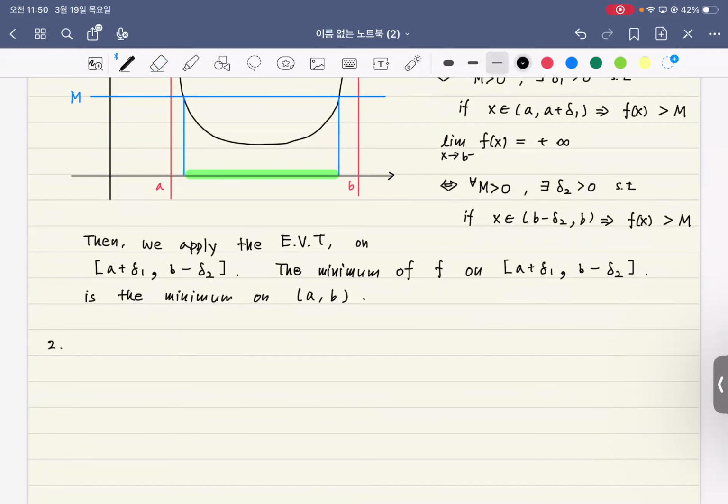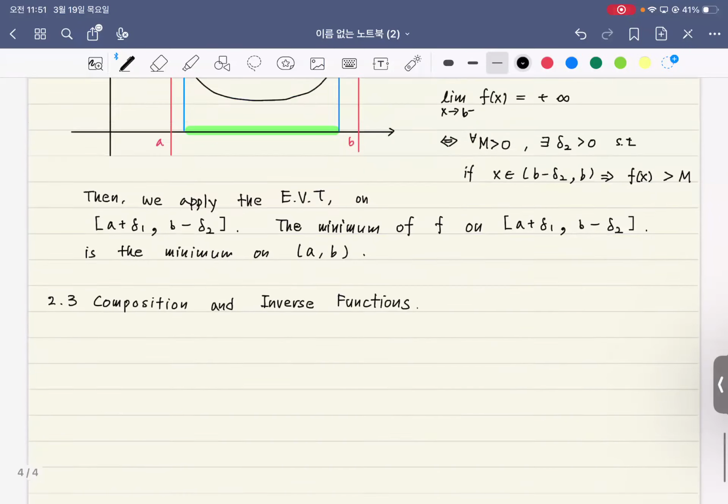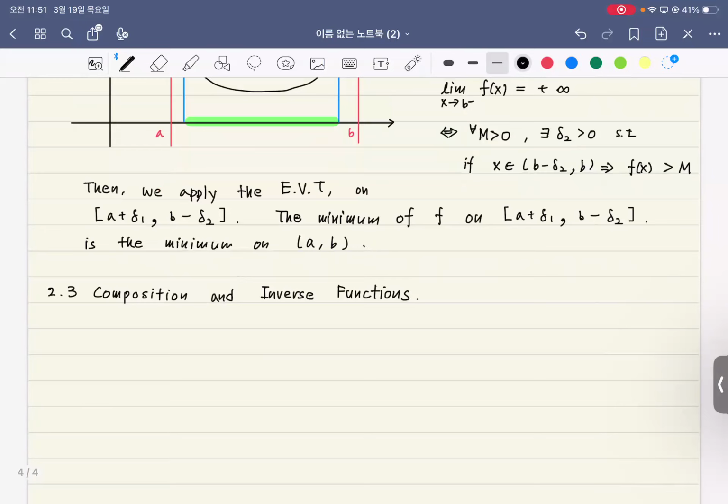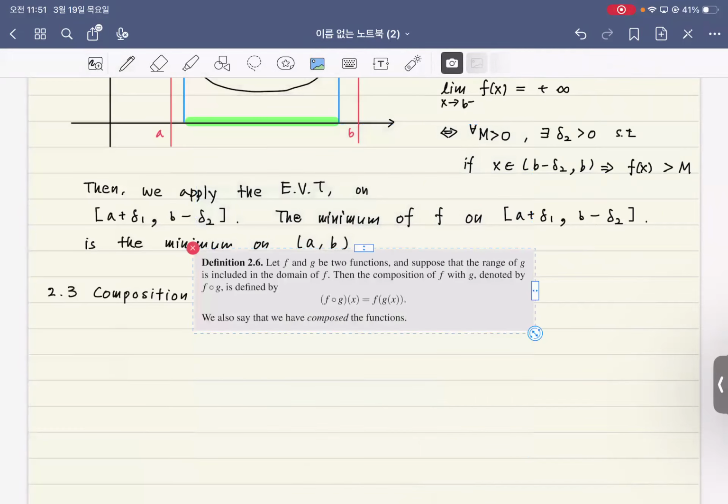And now we're turning to the next section, which is about compositions and inverse functions. What is a composition function? In Korean it is 합성함수, right? I think everyone knows what a composition function is. Okay, this is the definition.